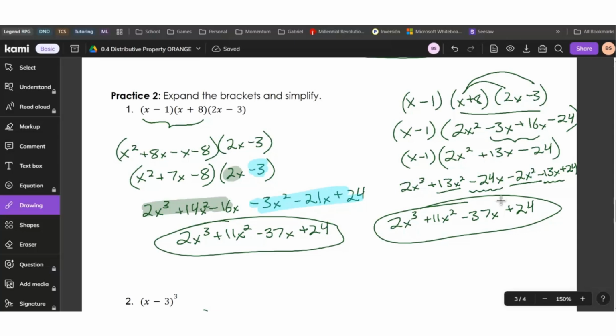Now, what I told some of you is that if this is confusing to look at this way, just move this and put it here because the order that we multiply in doesn't matter. Okay? So if it's easier for you to have the small one up front, just put the small one up front. There's nothing wrong with that. Okay, then I multiplied everything by 2x, and then everything by negative 3, and then you collect the like terms. All right?